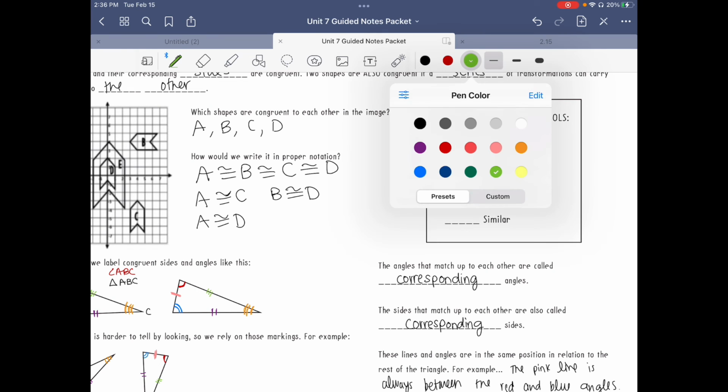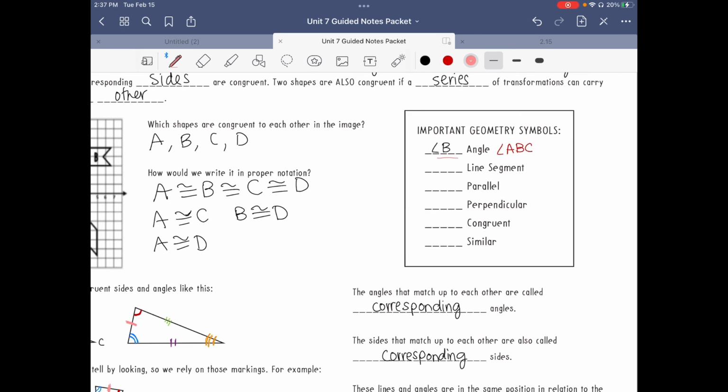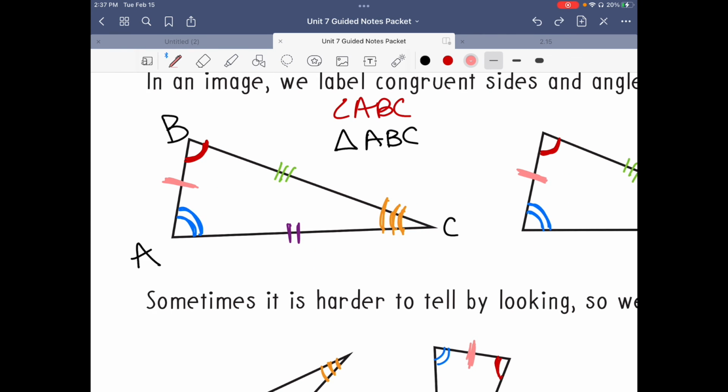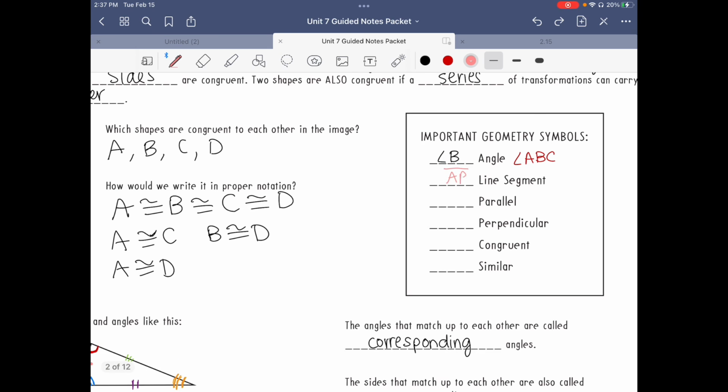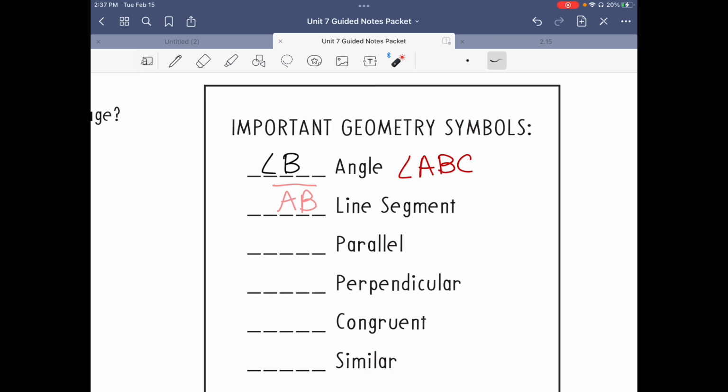A line segment is different than a line because it stops. Lines go on forever and ever, and so we put arrows on them. But sides of shapes just stop. So this is what we call a line segment. The way that we write it is usually with the two vertices that it connects. So for example, line segment AC. Sorry, I meant AB. So it runs from A to B. We're talking about this line segment right here. Okay, that's how we write it.